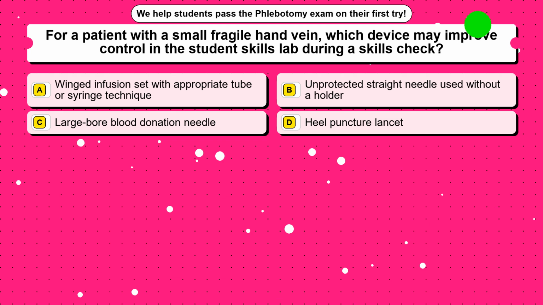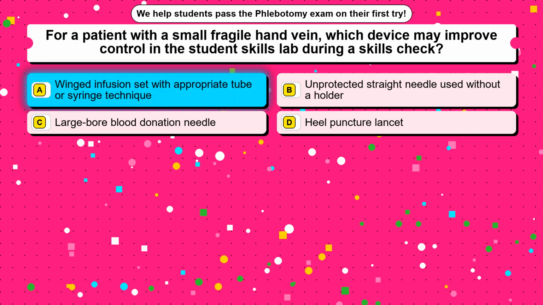Question 28. For a patient with a small fragile hand vein, which device may improve control in the student skills lab during a skills check? Option A, winged infusion set with appropriate tube or syringe technique. Option B, unprotected straight needle used without a holder. Option C, large bore blood donation needle. Option D, heel puncture lancet. The correct answer is option A.